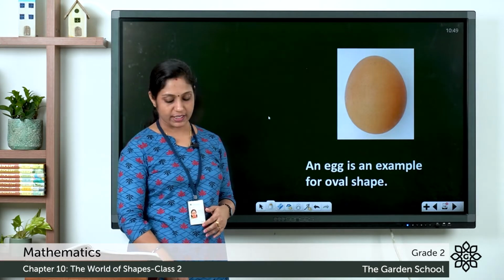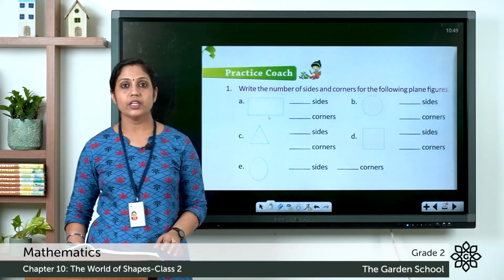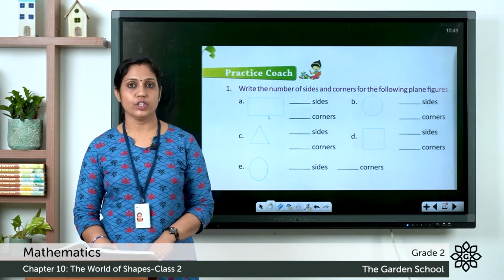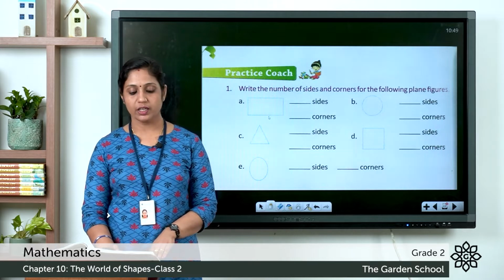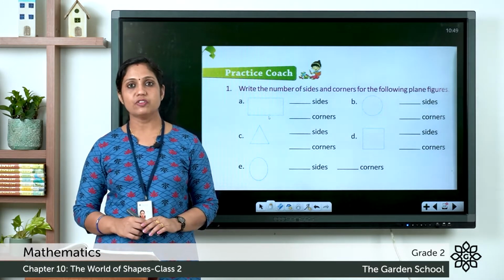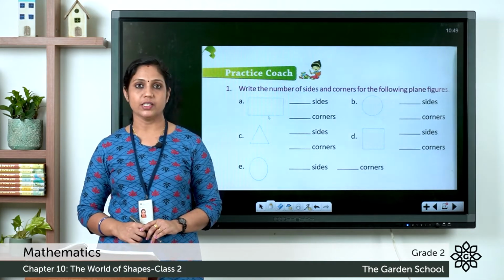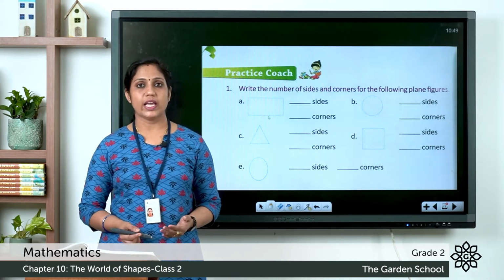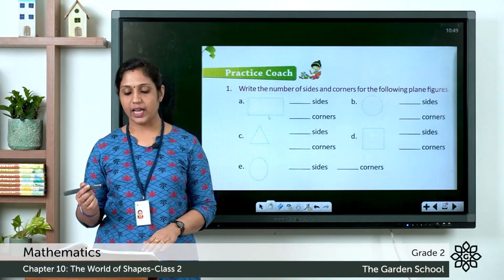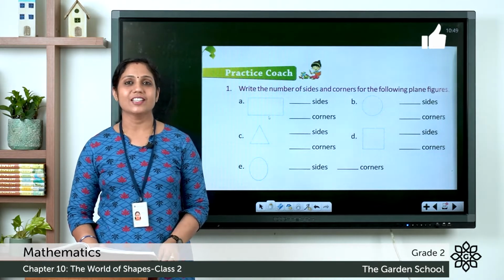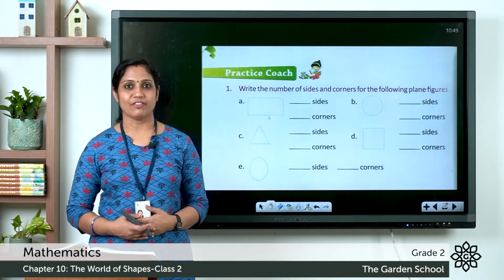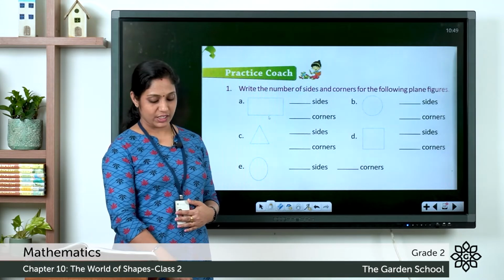Now let's move on to our exercises. You can open your textbook page number 142. We have the practice exercise there. The question is, write the number of sides and corners for the following plane figures. So in this exercise we have rectangle, triangle, oval, square and circle. You can learn the sides and corners of the shapes and you can do the exercises in the textbook itself. Now let's move on to our next topic.